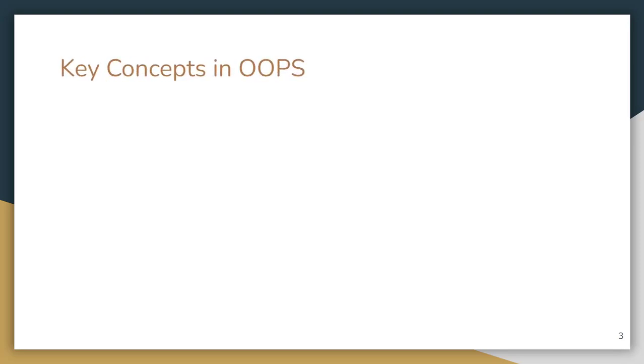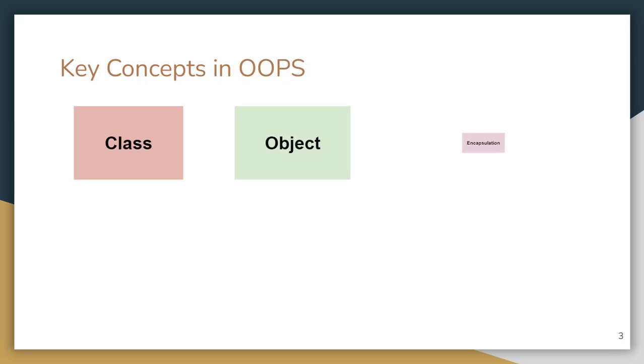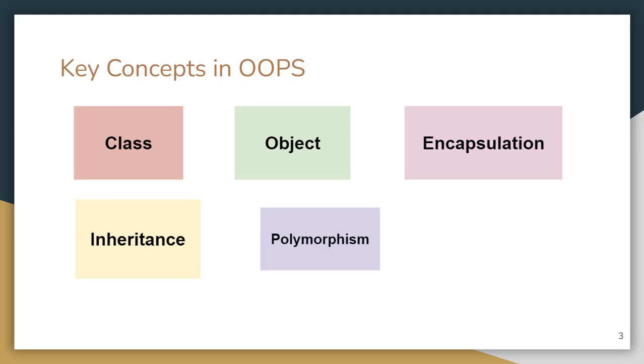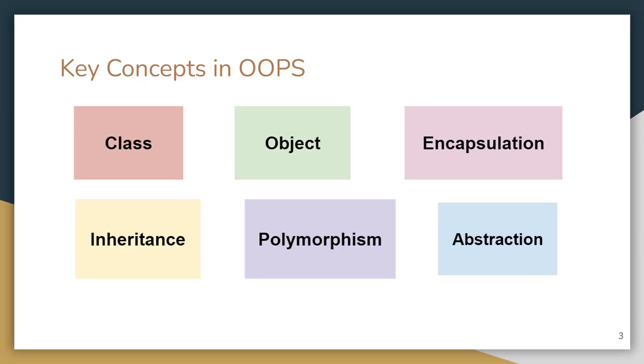Key concepts of OOPS. In object-oriented programming system, the important key features are class, objects, encapsulation, inheritance, polymorphism, abstraction, and many more.